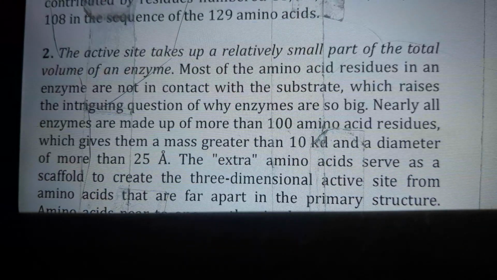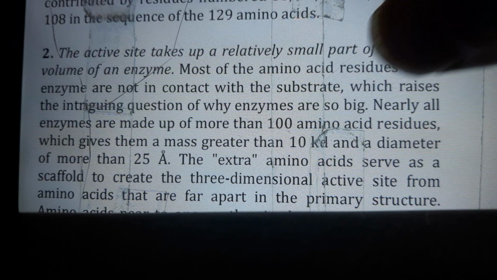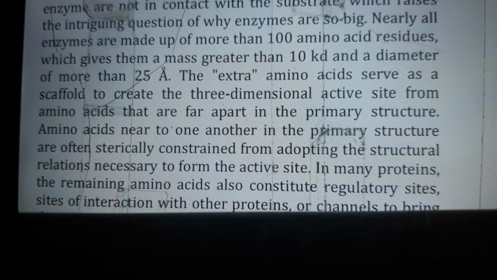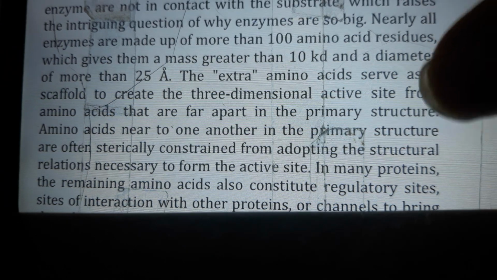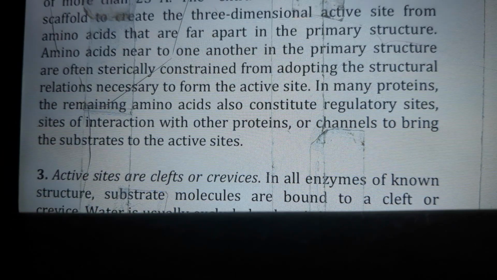The active site takes up a relatively small part of the total volume of an enzyme. Most of the amino acid residues in an enzyme are not in contact with substrate, which raises the intriguing question of why enzymes are so big. Nearly all enzymes are made up of more than 100 amino acid residues, which gives them a mass greater than 10 kD and a diameter of more than 25 angstrom. The extra amino acids serve as scaffold to create a three-dimensional active site from amino acids that are far apart in the primary structure, and are often sterically constrained from adopting the structural relations necessary to form the active site.